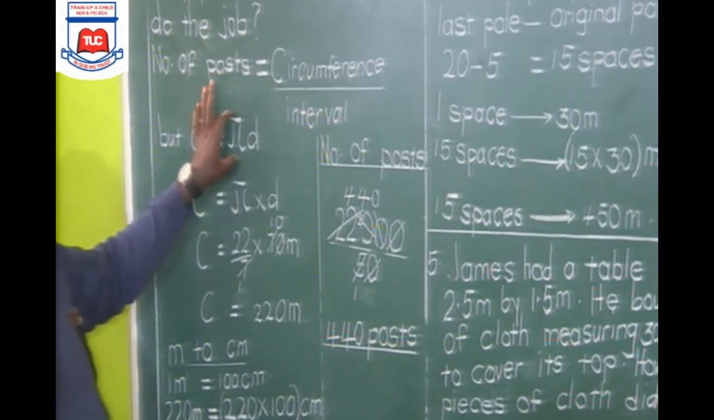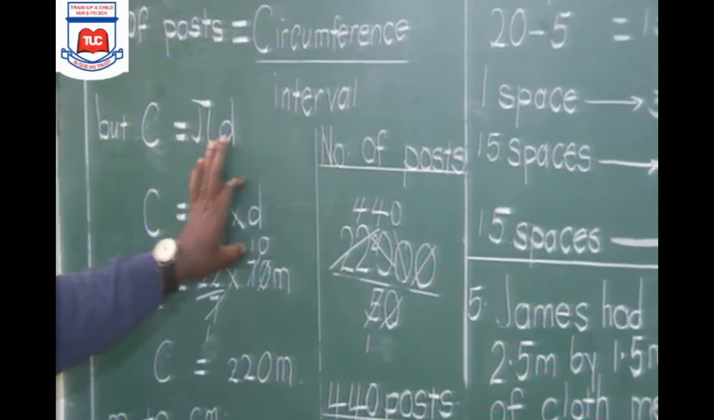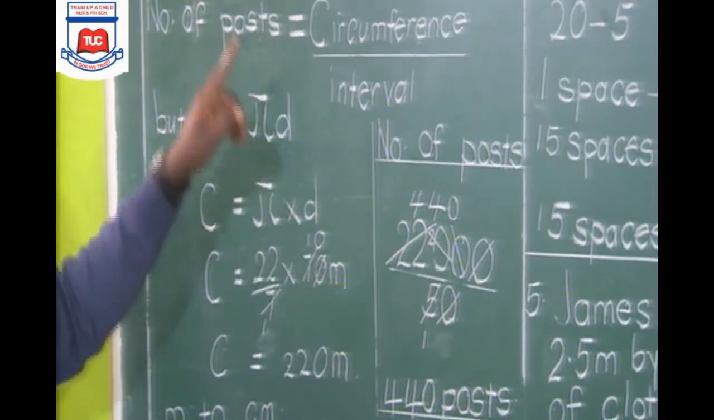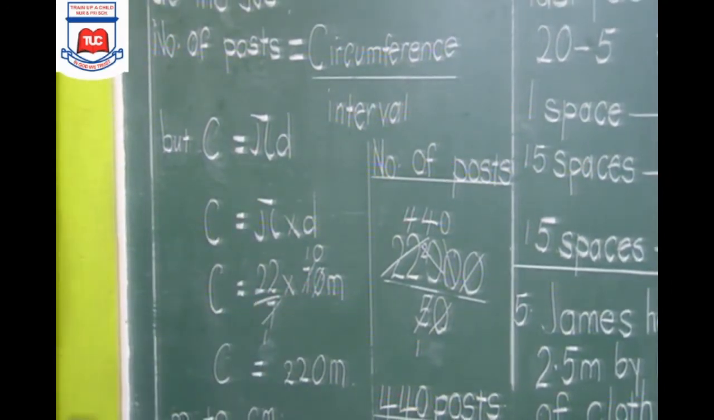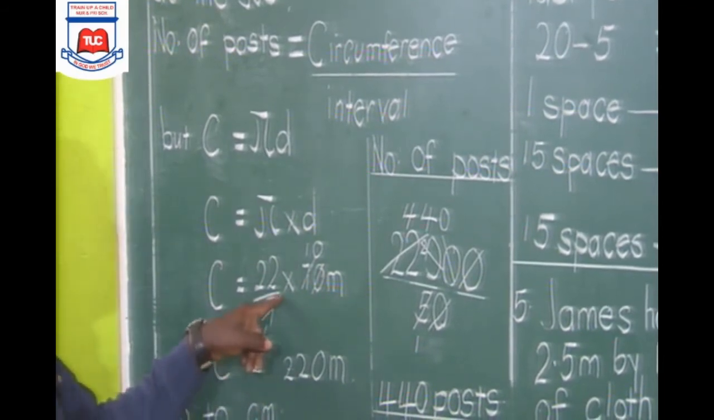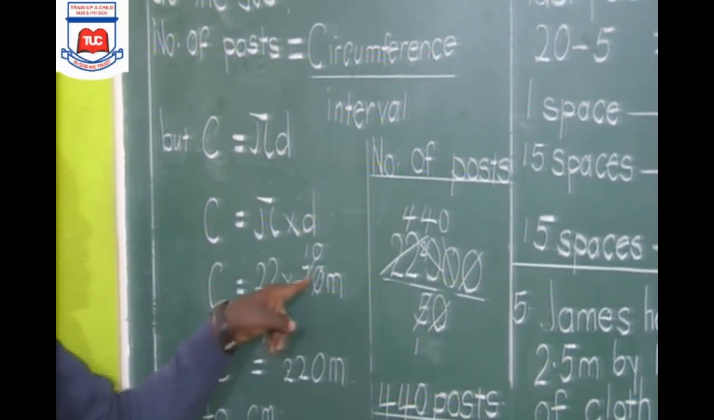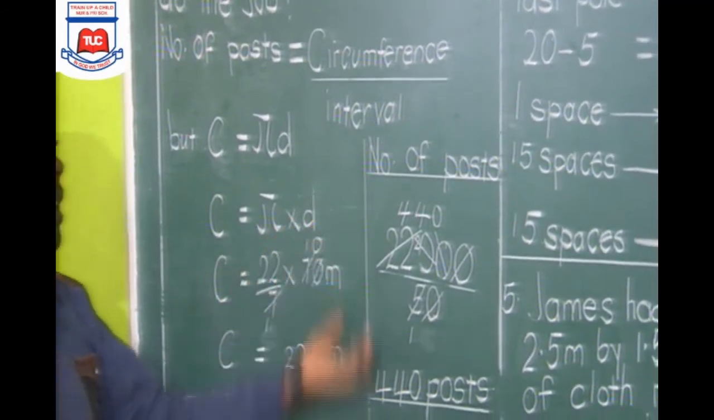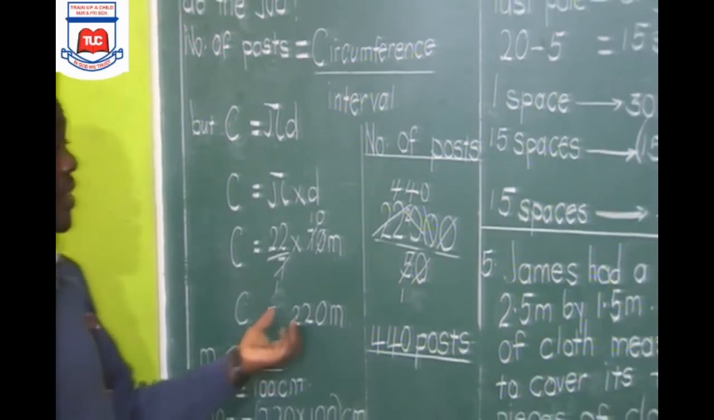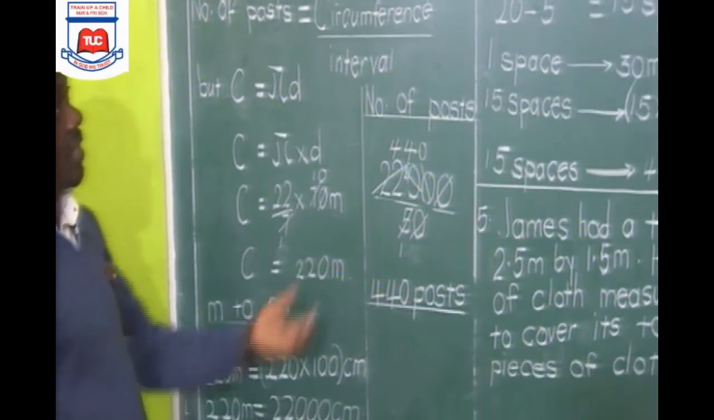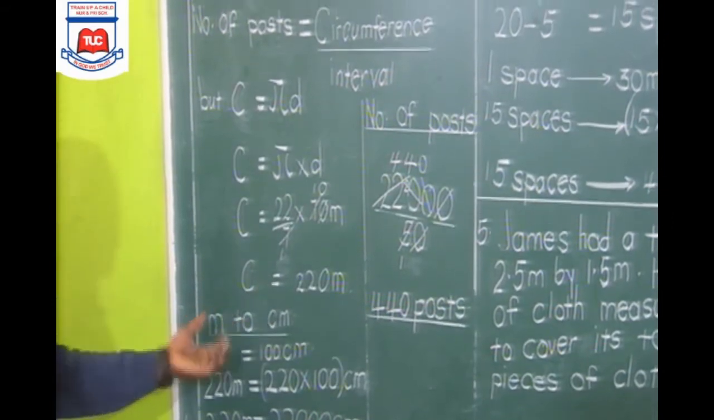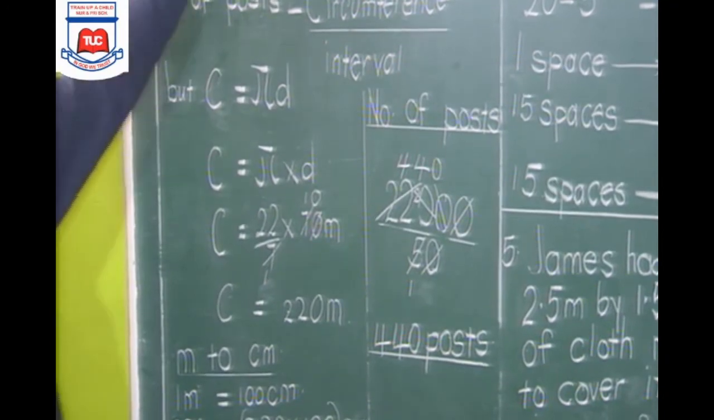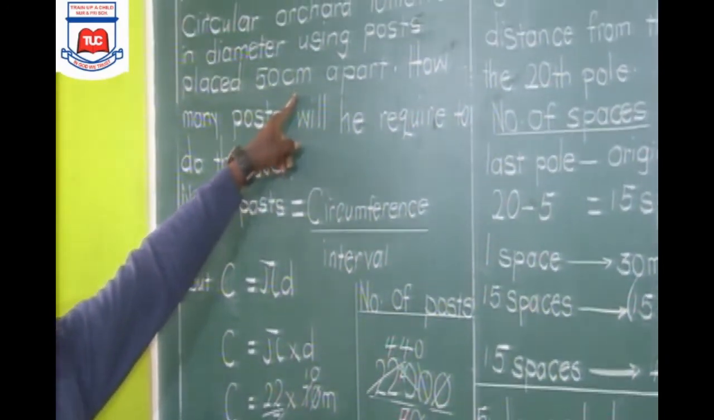So we go circumference equal to pi times d, circumference equal to 22/7 times the diameter of 70 meters. So you proceed through division. You say 7 divided by 7 once, 7 divided by 7 once, 0 divided by 7 is 0. Thereby remaining 22 times 10. That's circumference 220 meters, actually meters. But remember, the interval has been given in centimeters.